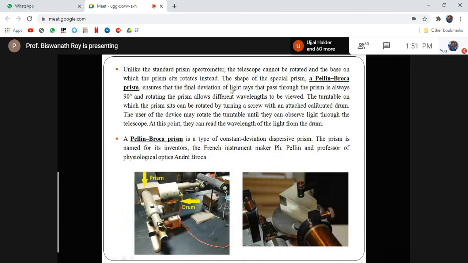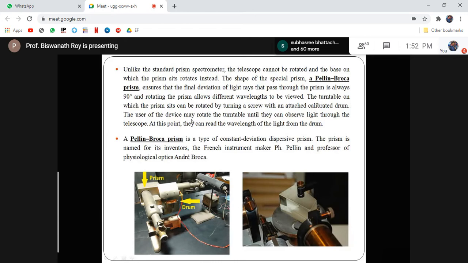So the prism is very special. It is a Pellin-Broca prism that ensures that the final deviation of the light rays that pass through the prism is always 90 degrees. And rotating the prism allows different wavelengths to be viewed through, that is the drum, with an attached calibrated drum.